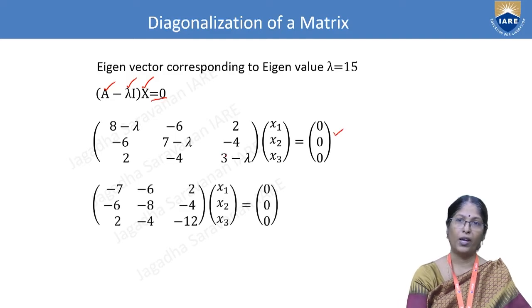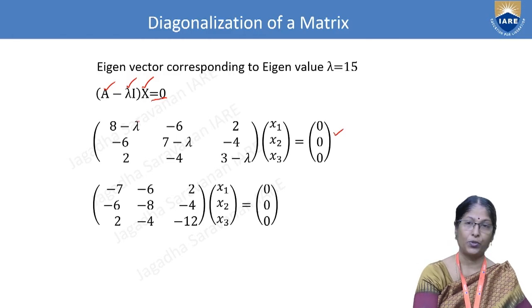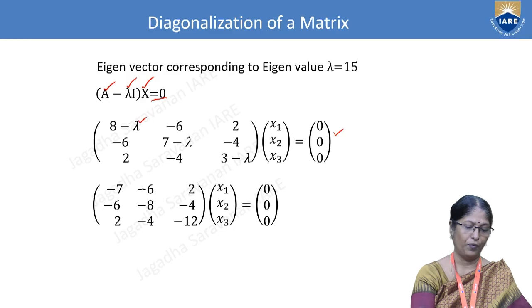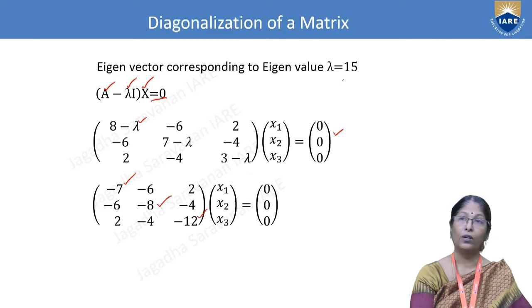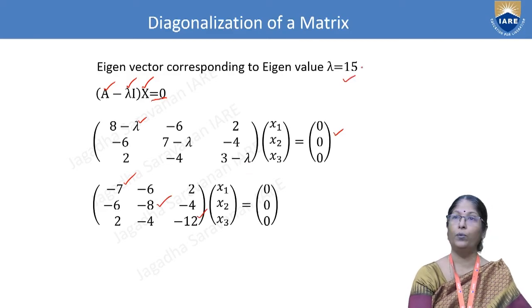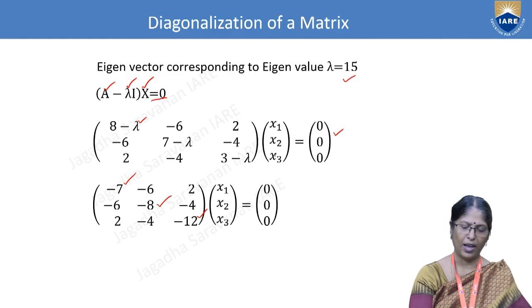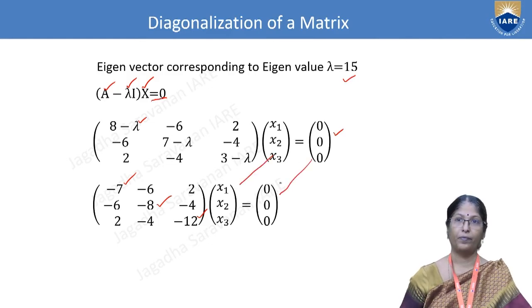So now when lambda equals 15, that we are going to substitute. Here we substituted 8 minus 15, minus 7. 7 minus 15, we got minus 8. 3 minus 15. The remaining are as it is written, because we are substituting in the place of lambda the value 15. You can see after substituting these values, it is also expressed through animation: that is minus 7, minus 8 and minus 12.